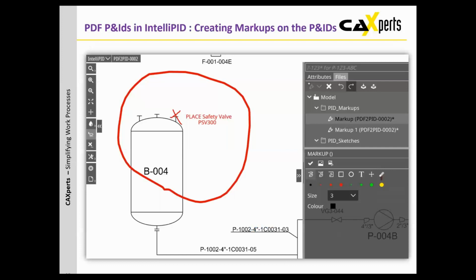In addition to visualization and to searching objects, we also provide mechanisms and functions to make modifications. For instance, we can mark up on top of the PIDs. So if there is a need to place a safety valve in a certain position, if there is a need to inform other people about renaming objects on the PIDs, we can create markups. And these markups, they can be saved, they can be restored at a later time. And the same, of course, is also valid for the 3D system and not only for the IntelliPit system.